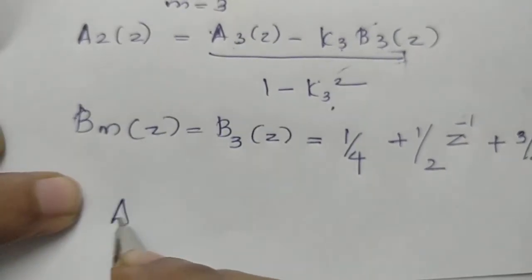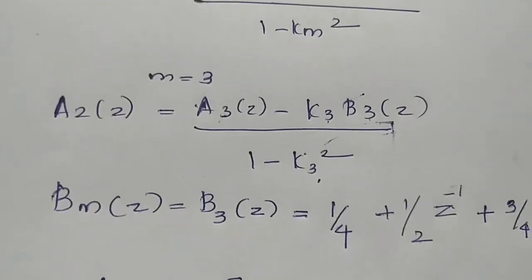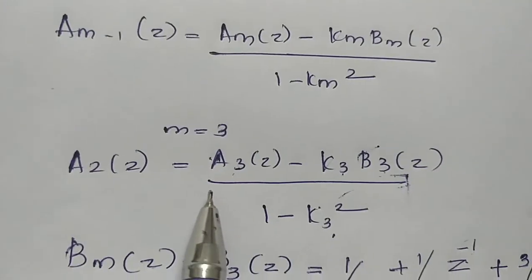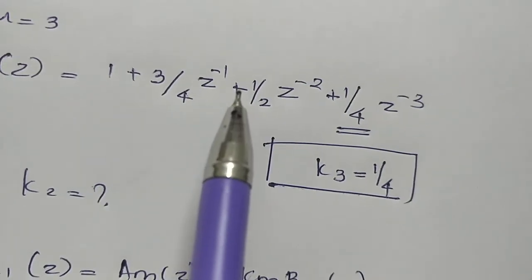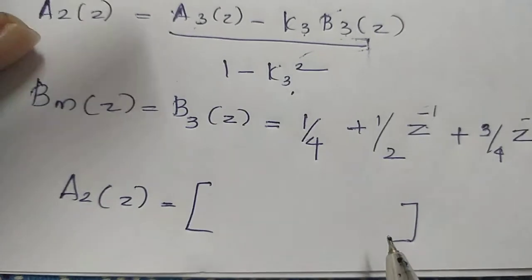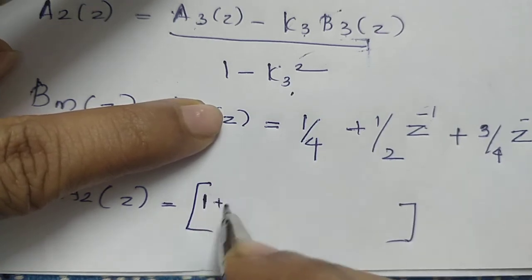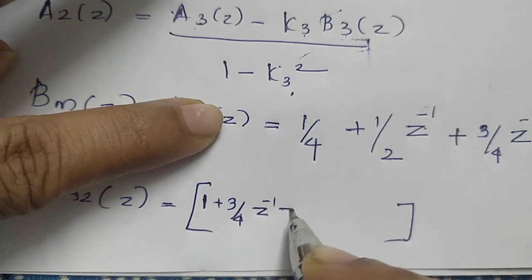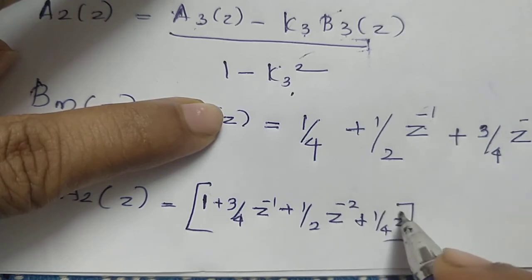That is A2 of z. What will it become? A2 of z is equal to A3 of z. It is the given question. Sorry, A3 of z is equal to this one, the given question: 1 plus 3/4 z inverse plus 1/2 z raised to minus 2 plus 1/4 z raised to minus 3. Write that equation. That is 1 plus 3/4 z inverse plus 1/2 z raised to minus 2 plus 1/4 z raised to minus 3.